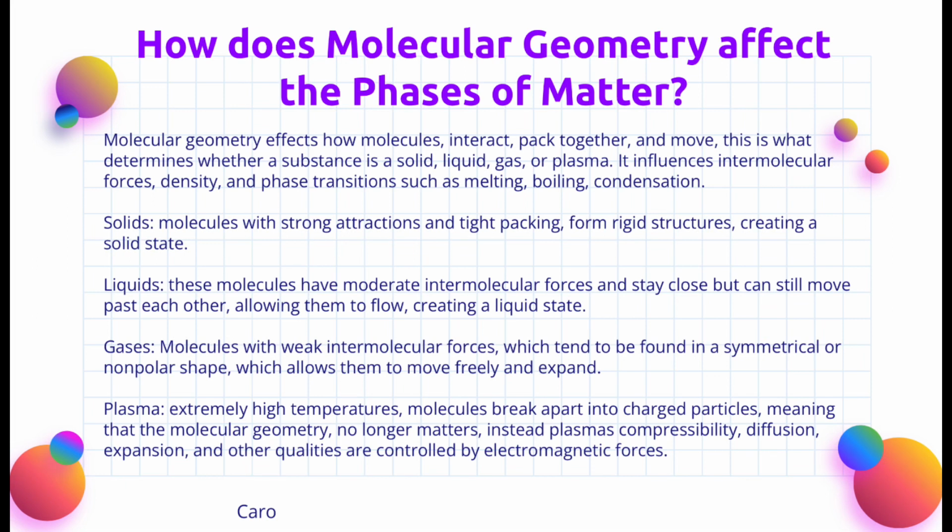Liquids. They flow but stay close. Liquids are a bit more relaxed. Their molecules have moderate attractions, which means they stay close but can still move past each other. This is why liquids can flow and take the shape of their container while still having a fixed volume. The molecular geometry of a liquid affects how easily it flows, which is called viscosity, and how much energy it takes to boil or evaporate.